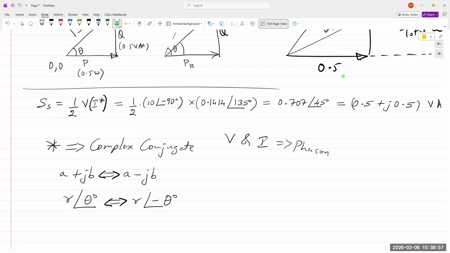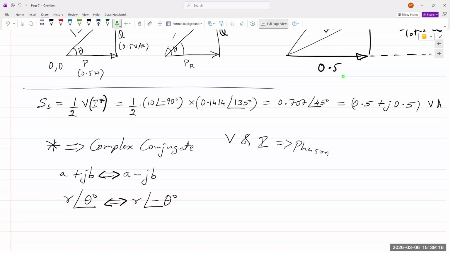So there are several ways to approach the problem. If you wish to find only the power for the source, then all we need is the total current being supplied by the source and the total voltage, and we apply any one of these equations at the end of the problem.